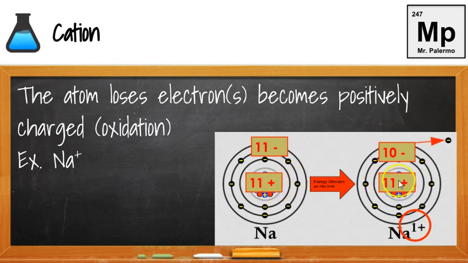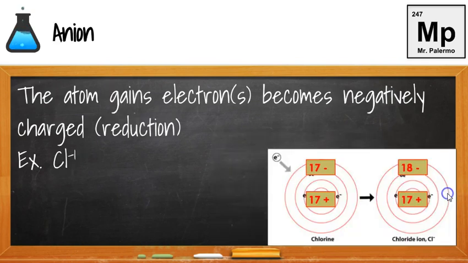Notice that the number of protons cannot change. That identifies the substance. That makes it sodium in this example. An anion is when the atom gains an electron or electrons and becomes negatively charged. This is known as reduction.